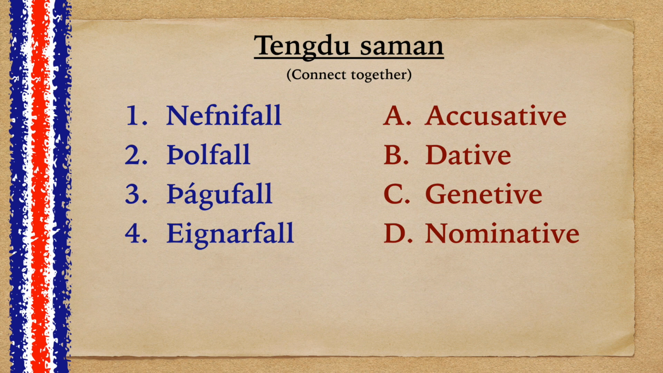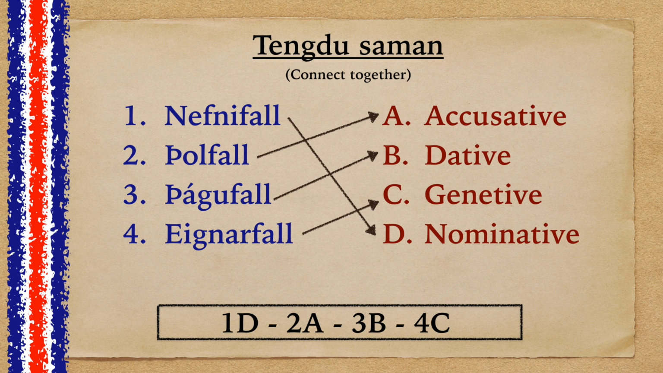Tengdu saman. Connect together the Icelandic and the English. Take your time, press pause, and then now I will give you the result. Nefnifall, the nominative, þolfall, accusative, þágufall, dative, and finally eignarfall, genitive.